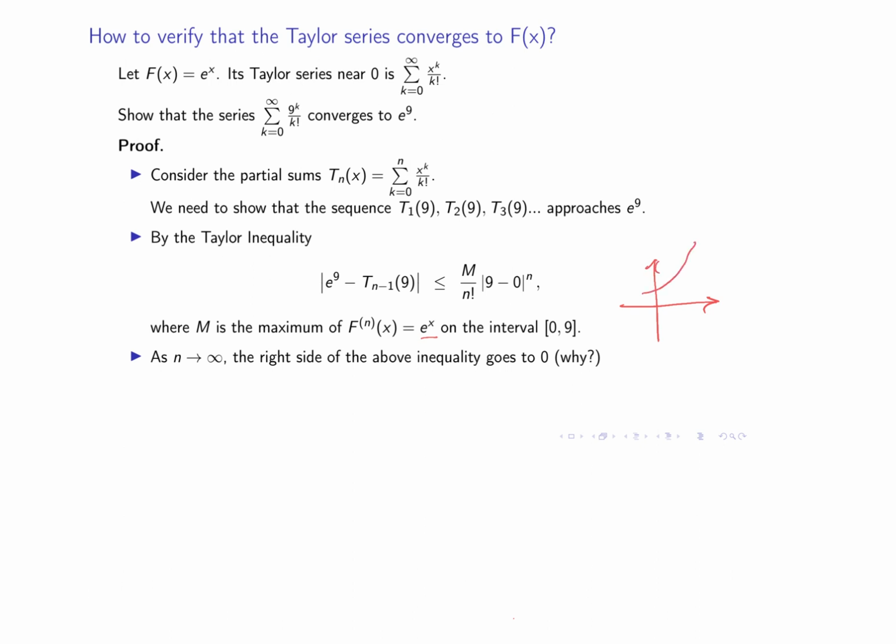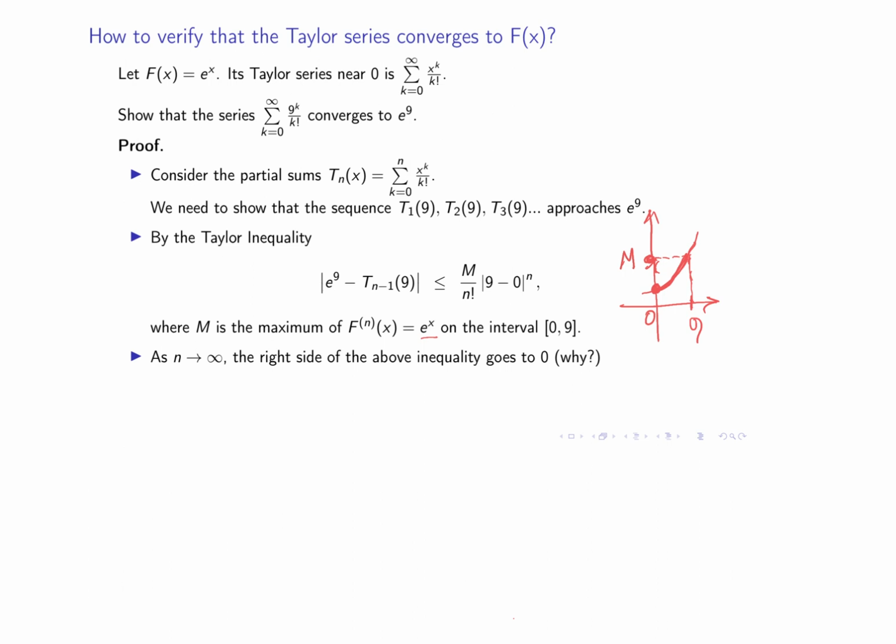So this is our function e to the x. This is 0. This is 9. And so we are talking about the segment of e to the x from x equals 0 to x equals 9. And we are looking for the maximum of that function. So that's M. The maximum happened to be at the rightmost point. It's not that important what exactly the maximum is. The important thing is that the maximum exists and that it does not depend on n. Every derivative of our function f has the same maximum, so it doesn't change.